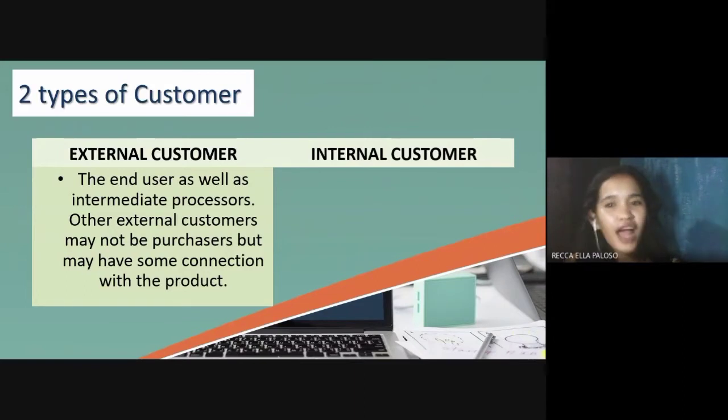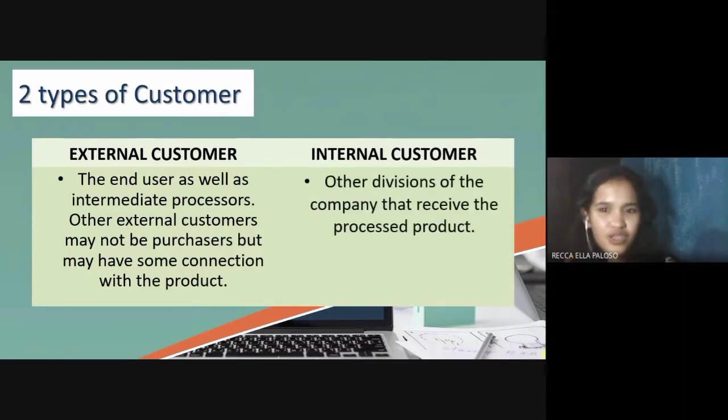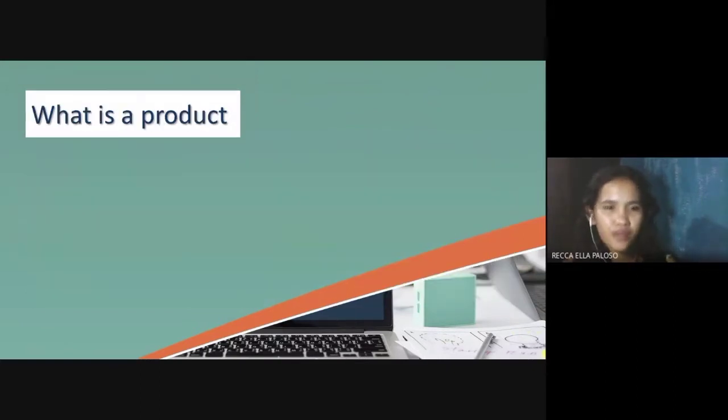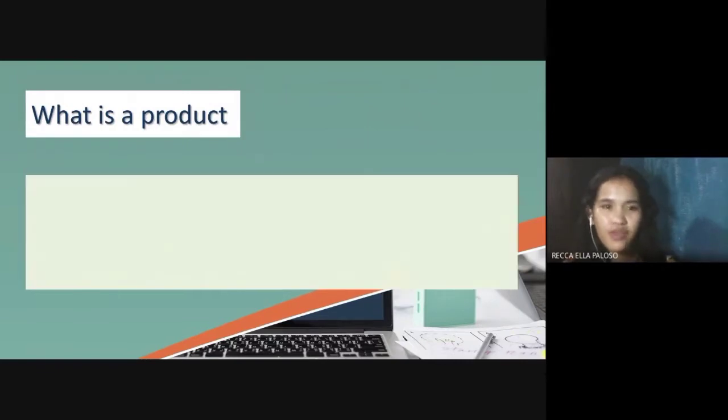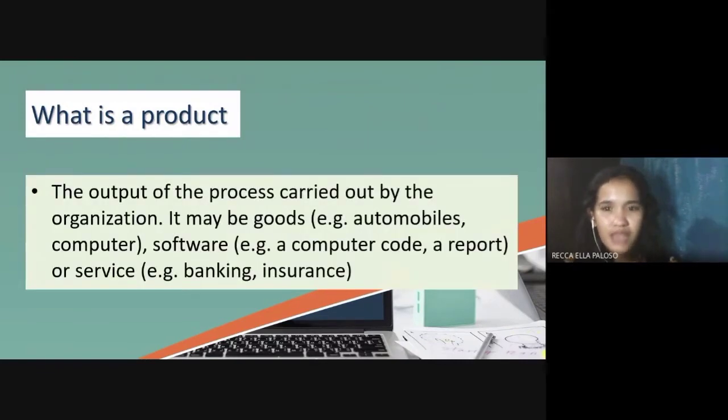And on the other hand, the internal customers are the other divisions of the company that receive the processed product. Internal customers are the employees, owners, and also the representatives. So what is a product all about? Product is the output of the process carried out by the organizations. It may be goods, software, or services. In marketing, a product is an object or a system made available for consumers to be used.